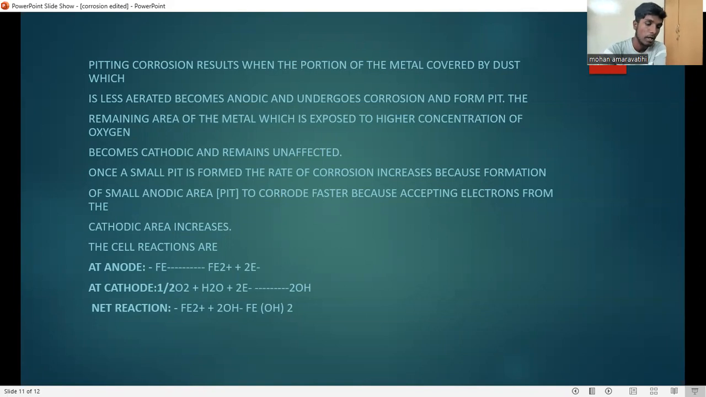It is in the form of anodic and cathodic reactions, and when we combine them it gives a net reaction: iron gives Fe2+ plus 2 electrons, and O2 plus 2H2O plus 4e- gives 4OH-.